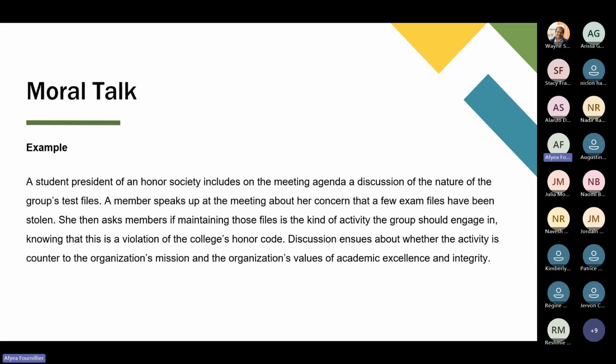An example of moral talk is a student president of an honor society who includes on the meeting agenda a discussion of the nature of the group's test files. A member speaks up at the meeting about her concerns that a few exam files have been stolen. She then asks members if maintaining these files is the kind of activity the group should engage in, knowing that this is a violation of the college's honor code. Discussion ensues about whether the activity is counter to the organization's mission and the organization's values of academic excellence and integrity.